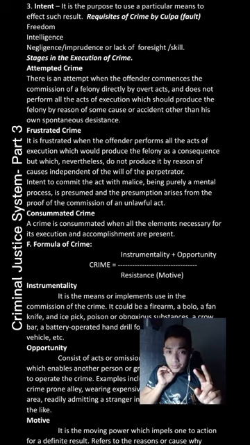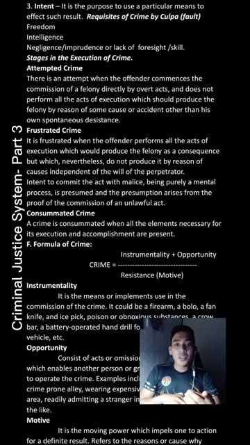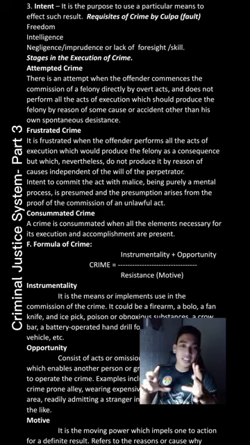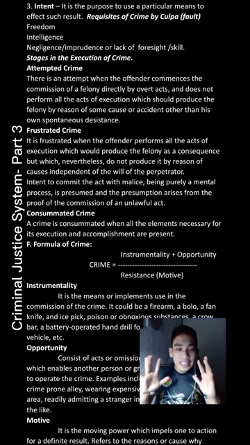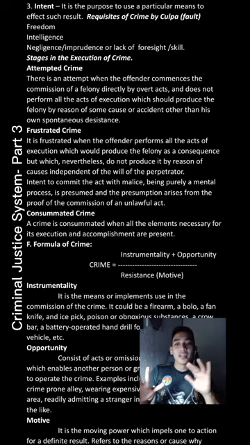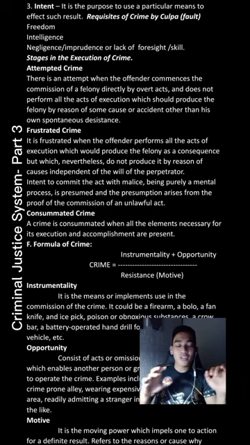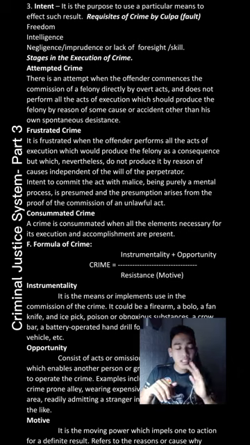And second, it's the frustrated crime. It is frustrated when the offender performs all the acts of execution which would produce the felony as a consequence, but which nevertheless do not produce it by reason of causes independent of the will of the perpetrator. So how does attempted crime differ from frustrated crime? In attempted crime, let us take the example of arson. The accused is already preparing the flammable materials, placing already the gasoline in the intended house to be burned. But the owner or another person prevents him or repels him from doing that.